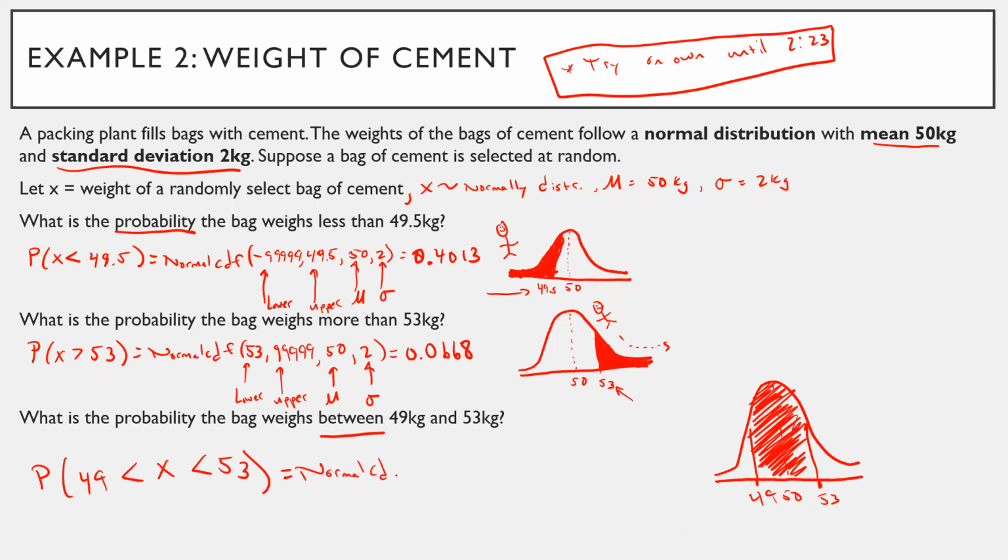So normal CDF. What's my lower? Think of that guy who's walking across the area. What's my lower when I have a between? 49. What's my upper here? 53. That's it. And then you're going to go 50, comma 2, because the mean and standard deviation don't change.